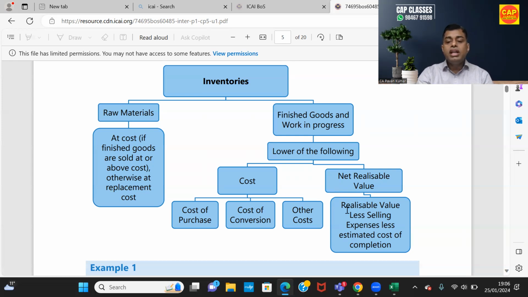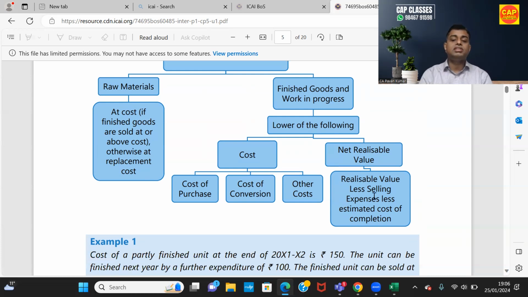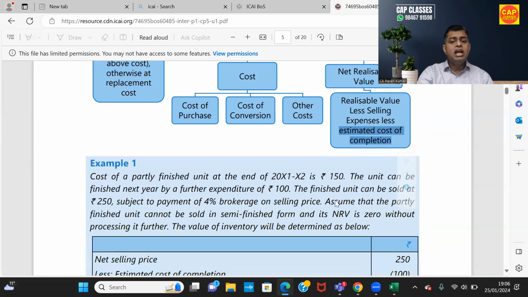Net realizable value: realizable value less selling expenses, less cost of completion. This is for work in progress. Pavan sir, it is in work in progress, so you need to complete that also, no? It is complete up to 70%. The remaining 30% you'll have to complete, no? That cost also you need to reduce. That's it. Then they have given some examples.